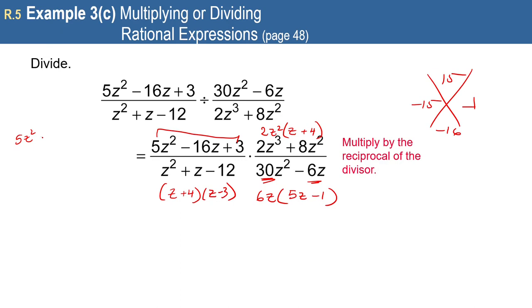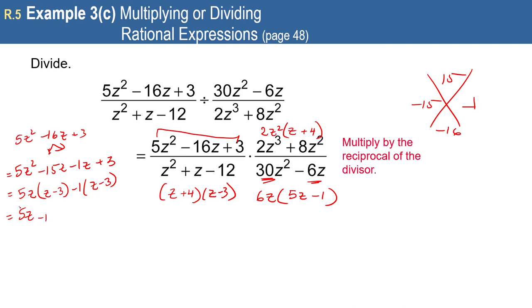So let's just do the scratch work on the side. 5z squared minus 15z minus 1z plus 3. This gives me 5z times z minus 3. I'll take out a negative 1 here. We get a z minus 3. This factors as 5z minus 1 times z minus 3. So I'm going to replace this with 5z minus 1 times z minus 3.